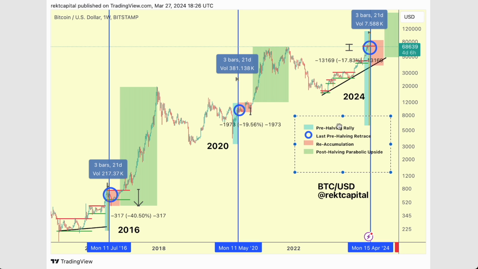They're helping us understand how to navigate price action. The pre-halving rally may very well be over. The last pre-halving retrace is transitioning slowly into this reaccumulation phase. I think we're currently in between these two phases because it's difficult to say if we've bottomed in the pre-halving retrace, and if we have, then we are starting to consolidate and we are starting to transition into this reaccumulation phase.